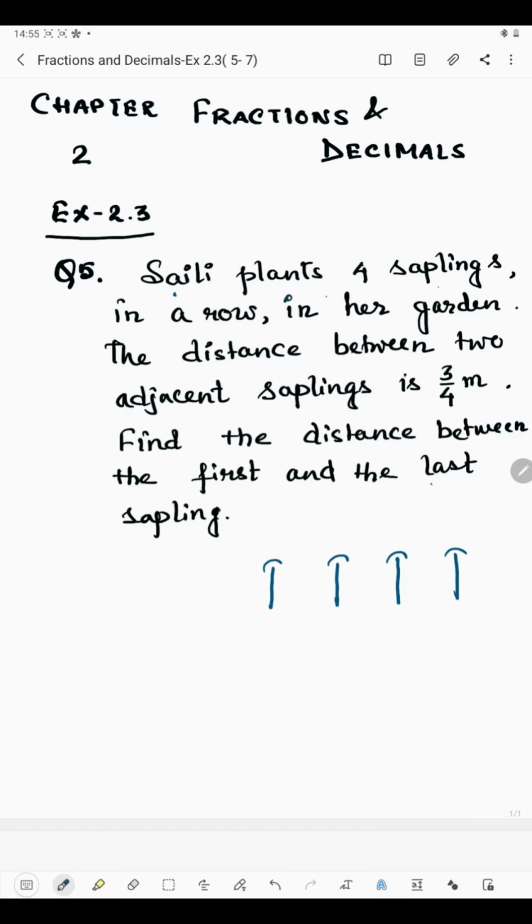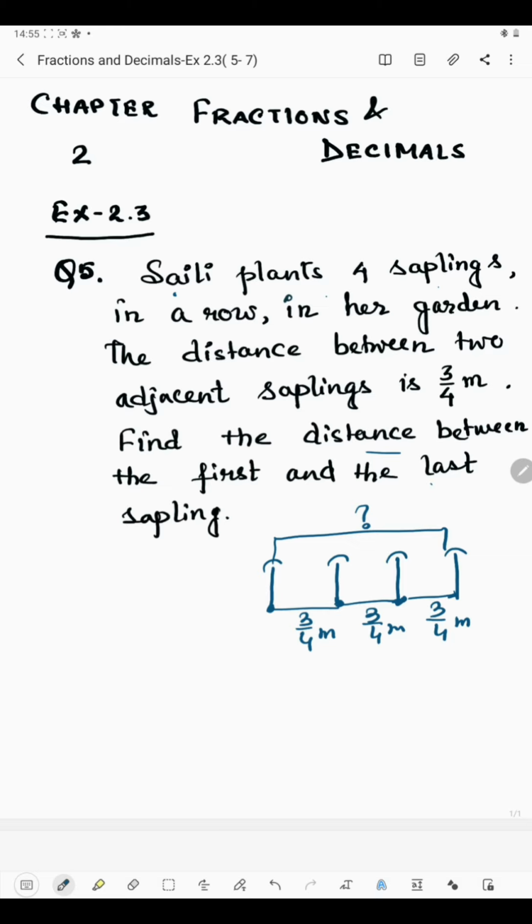Now adjacent means the distance between first and second. So the distance from first to second is 3 by 4 meter. From second to third is also 3 by 4 meter. And third to fourth is also 3 by 4 meter. We will have to find the distance from first to last. We will have to find the total distance.